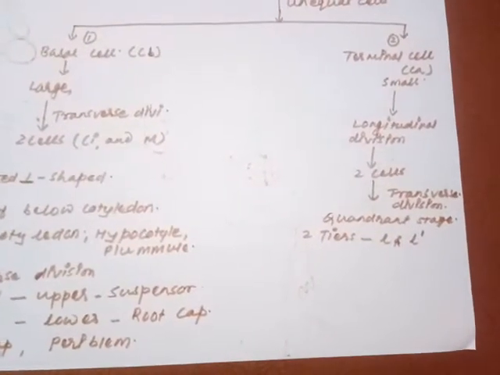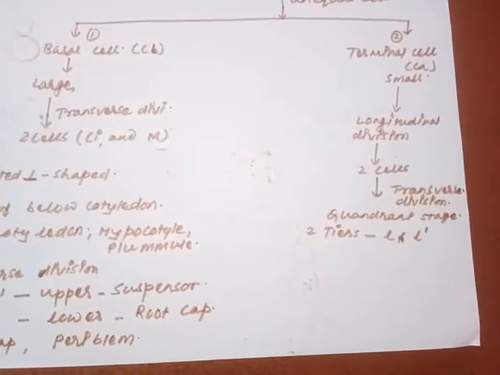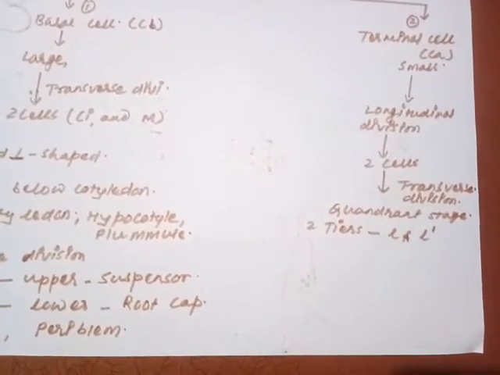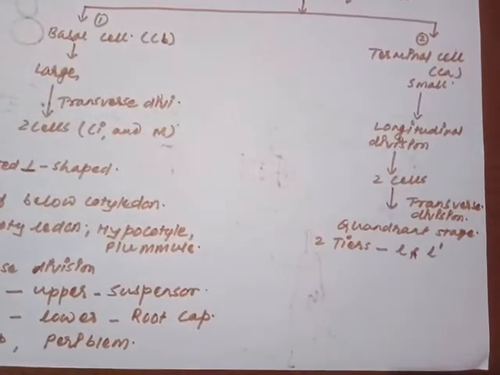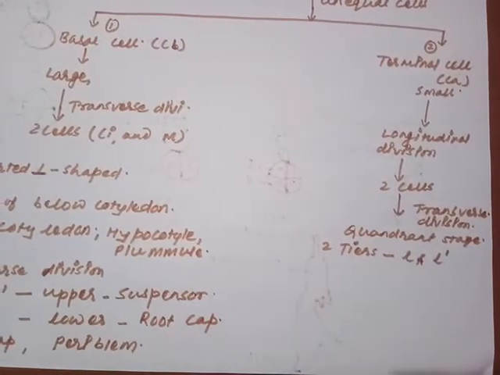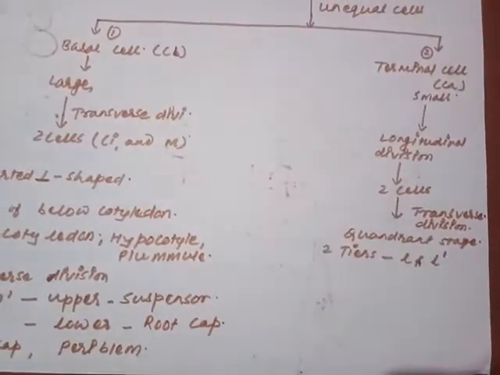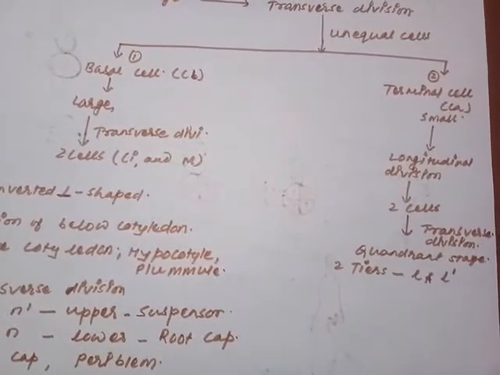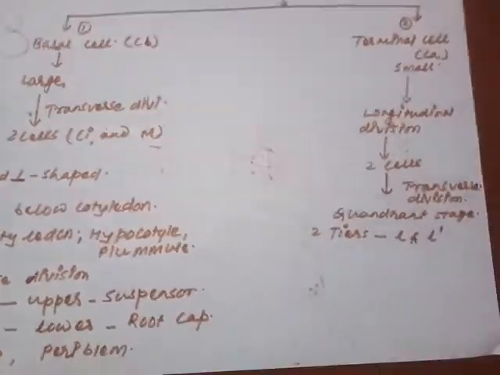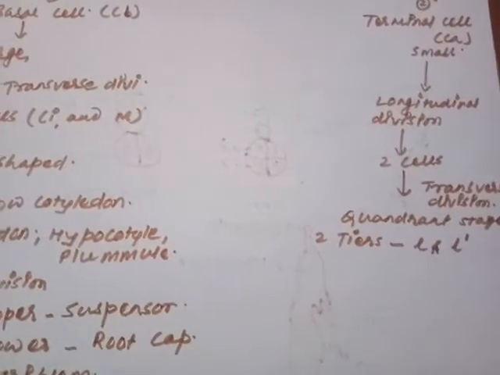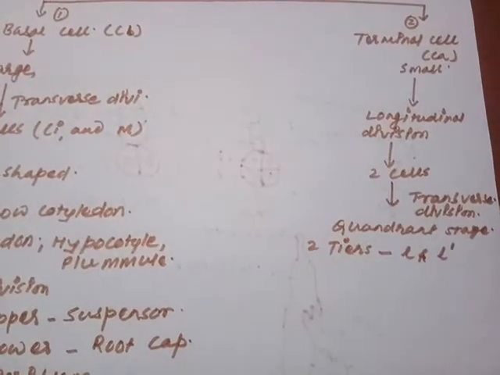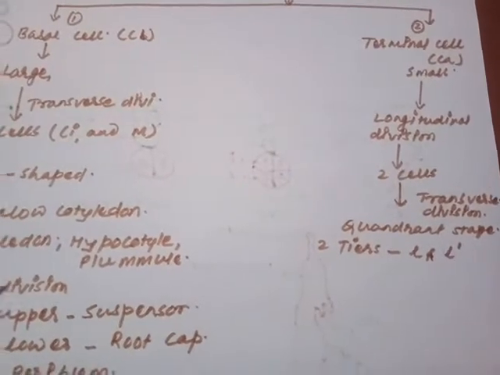So first, the basal cell divides transversely and forms two cells, CI and M. Then the embryonal or terminal cell divides first longitudinally and second time transversely to form a quadrant stage. The cells are arranged into two tiers, an upper tier and a lower tier, denoted as L and L dash. The quadrant stage cells are arranged into these two tiers called L and L dash.